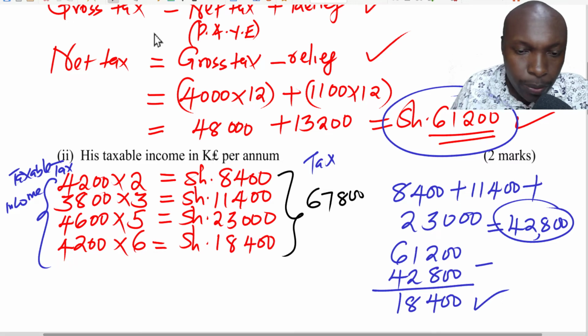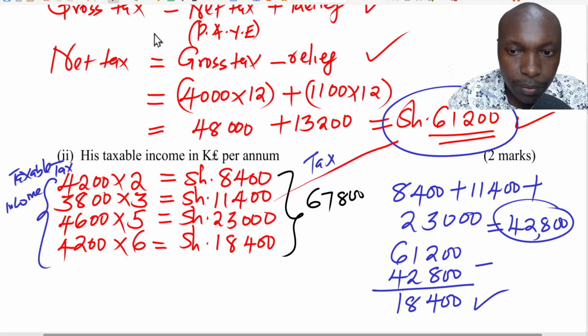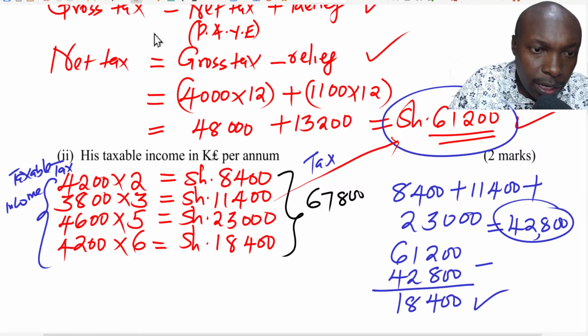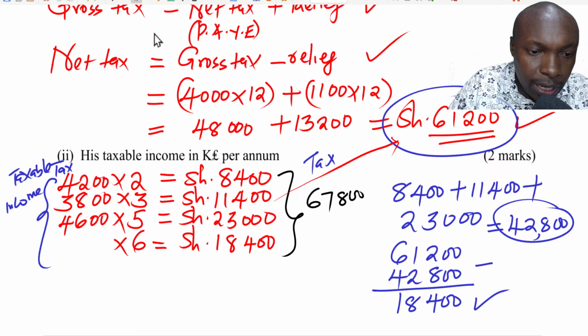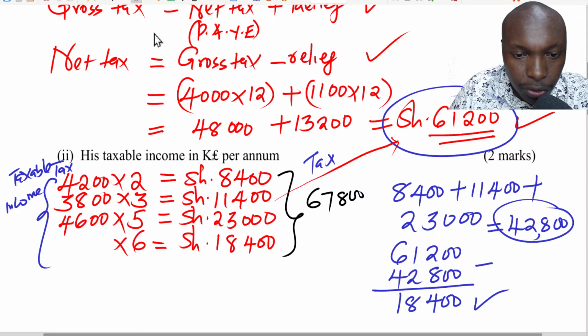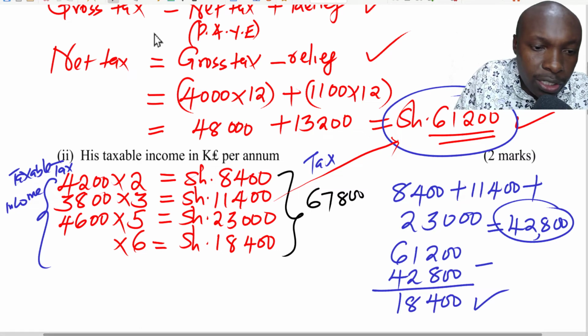Now, when you add the tax from the first slabs, 8,400 plus 11,400 plus 23,000 plus 18,400, you realize this will give 61,200. What we don't know is the amount of money that is going to be taxed at the rate of 6 shillings per Kenyan pound to give 18,400. And that amount, we can call it X.